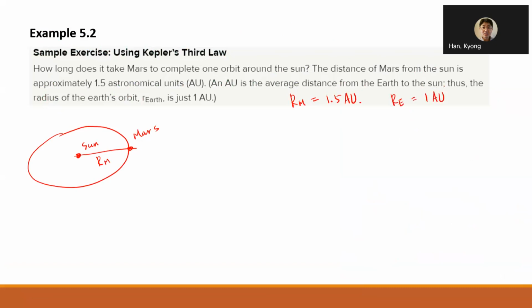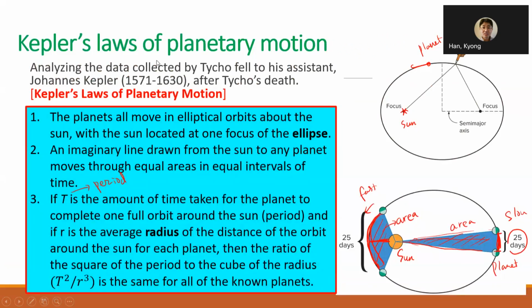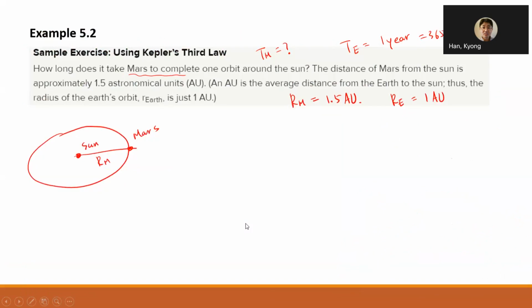Here they use a lowercase r, and I use the capital. Then how long does it take Mars to complete one orbit? We need to find T Mars, the period for Mars. But the period of the Earth is just 1 year, 365 days. Then we can use Kepler's third law: T squared over R cubed is constant.